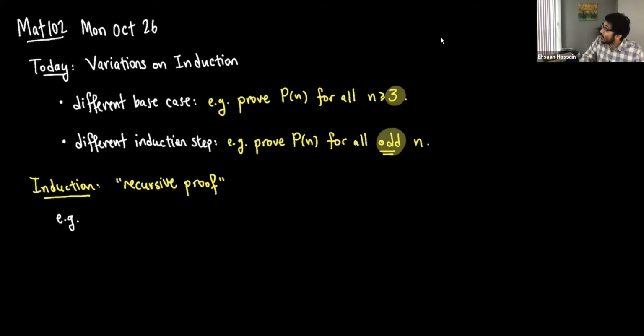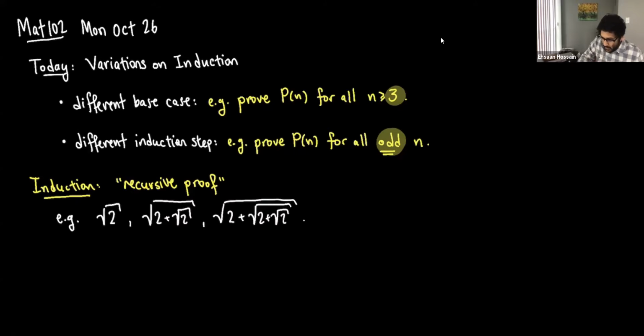Let's say for example that I'm trying to prove this. Let me make a sequence, right? I take the square root of 2, and then I take the square root of 2 plus the square root of 2. Then I take the square root of 2 plus the square root of 2 plus the square root of 2. And I keep doing this, right? So I have a sequence of numbers. Let's call the first one A0, the second one A1, the third one A2, and in general, AN.